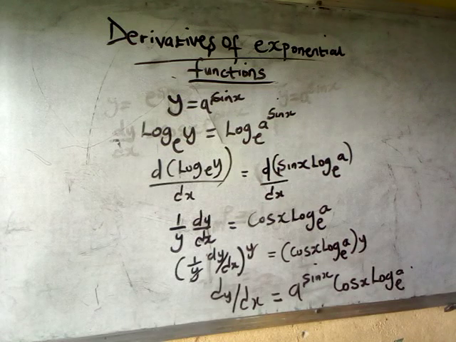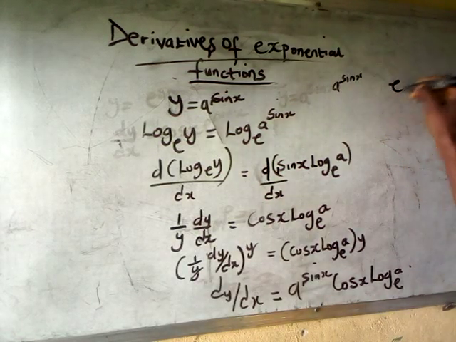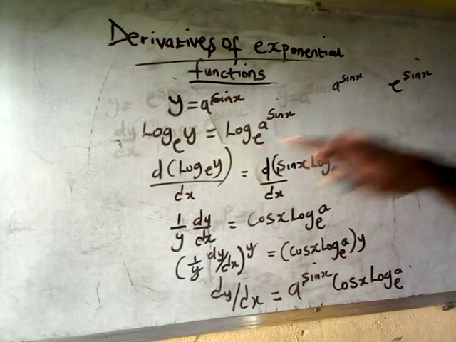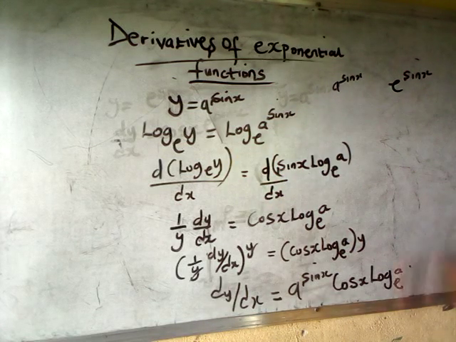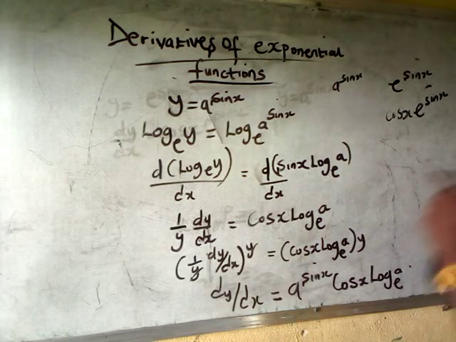So that is the difference between an equation like this and this. In this one we apply natural log to both sides, then we differentiate. Alright, in this one we just pick this, we differentiate the power, and we keep this in the answer. That's the difference between this and this.